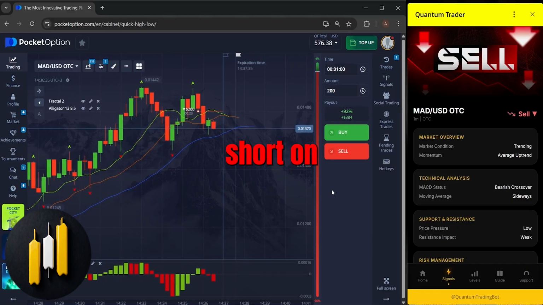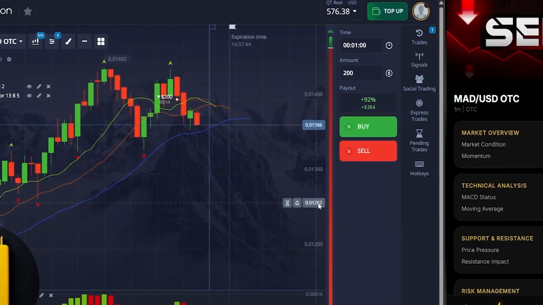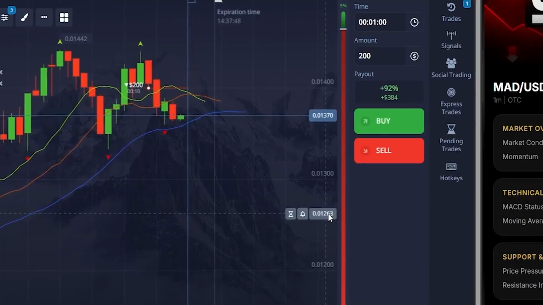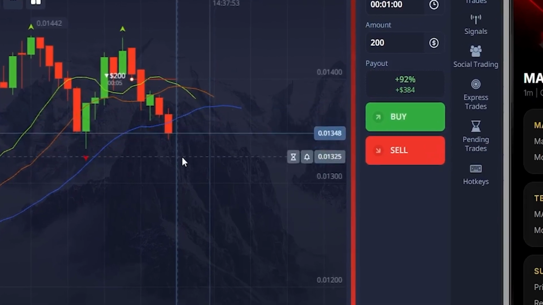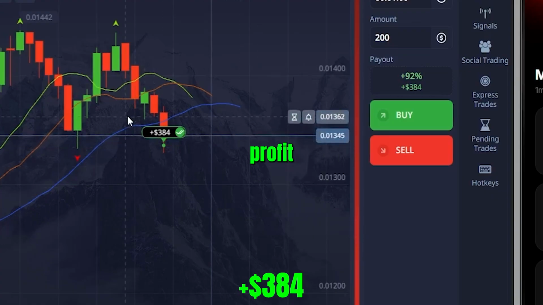The bot enters short on this signal. Stop is placed above the nearest local high. Great, the trade closed in profit.